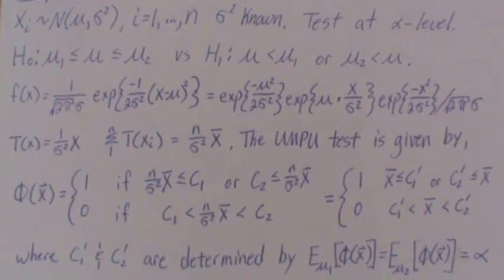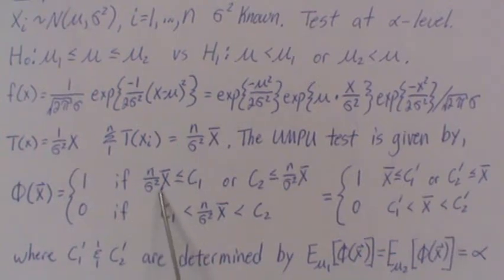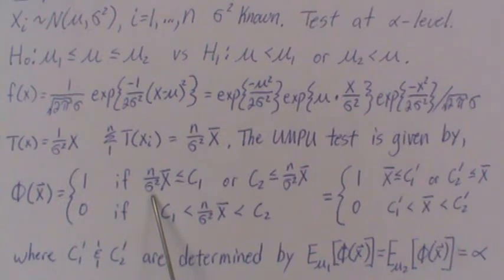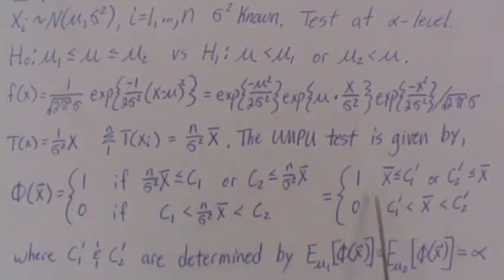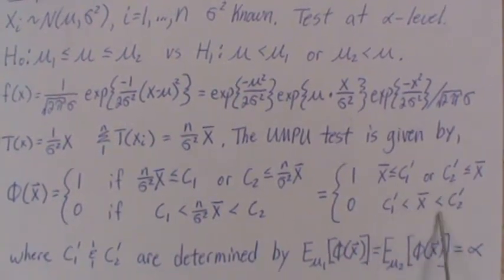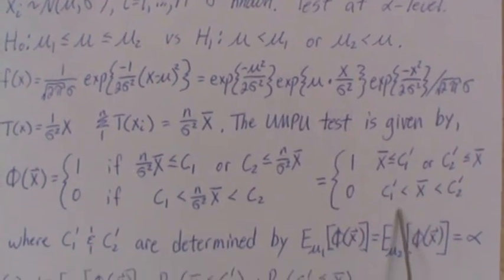Now what we are going to do is use an equivalent test. If we divide everything by the same constant, it actually doesn't change the probabilities, and the tests are 100% equivalent. So what we're going to do is multiply everything by sigma squared and divide by n. Then here it leaves x bar, and we get some constants, I'm going to call them C1 prime and C2 prime. And this is the test that we're going to derive.